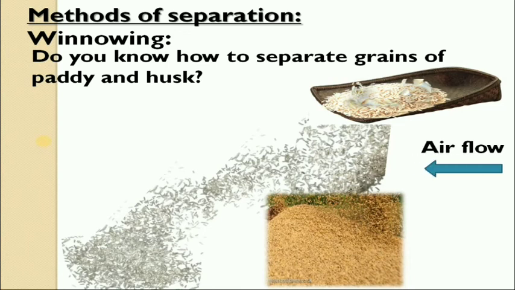So this process is called winnowing. Here we are using wind energy to separate the substances, paddy grains and husk. Based on the airflow we can separate them. So this process is known as winnowing. And the basic thing we consider is weight. One is light in weight, one is heavy when compared to each other.